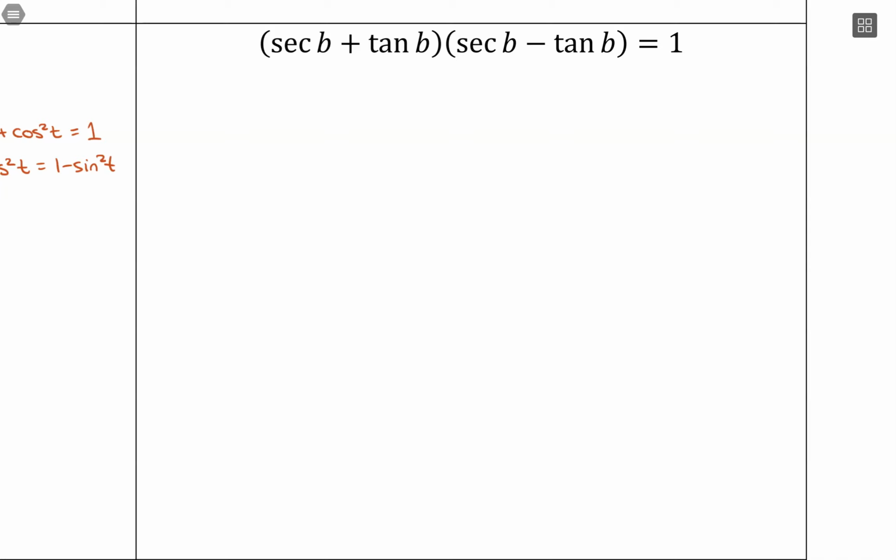So instead of foiling and multiplying, having secant squared and tangent squared and secant times tangent in there, I'm just going to start by substituting in sine and cosine. And what I found with this kind of trial and error is that just having sine and cosine will make things simpler, because then these two pieces will relate to each other. So changing to sine and cosine, secant is 1 over cosine of b plus tangent, which is sine over cosine, times secant, 1 over cosine, minus tangent, which is sine over cosine.